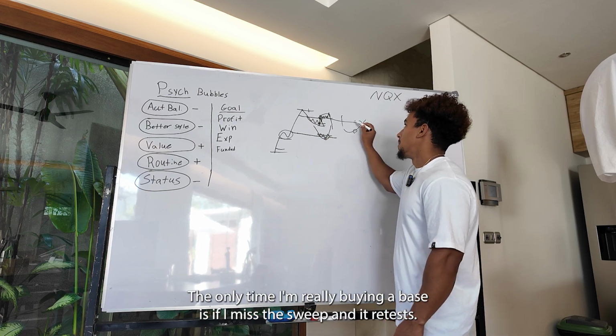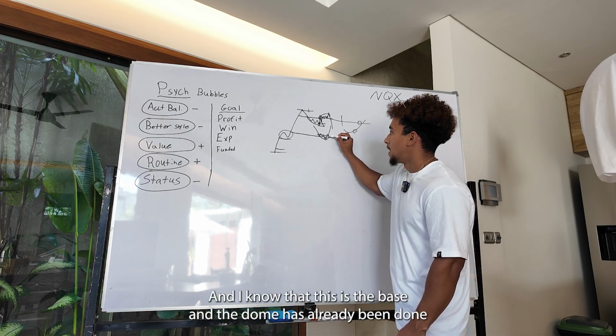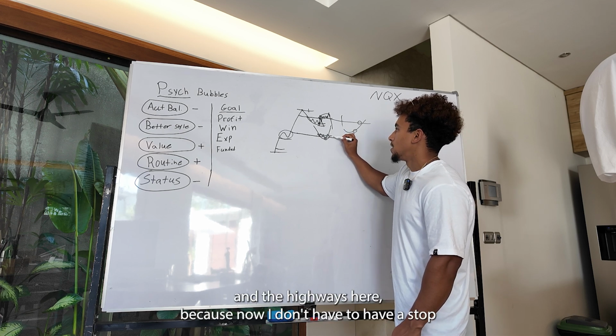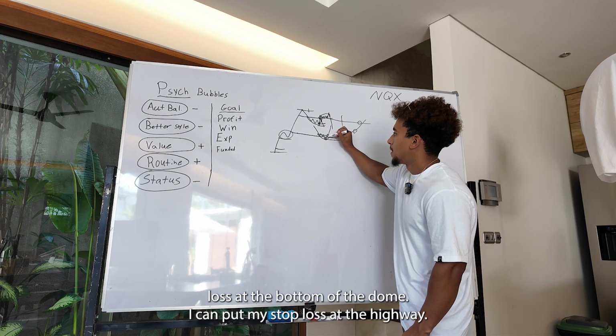The only time I'm really buying a base is if I miss the sweep and it retests, and I know that this is the base and the dome has already been done and the highway's here. Because now I don't have to put my stop loss at the bottom of the dome. I can put my stop loss at the highway.